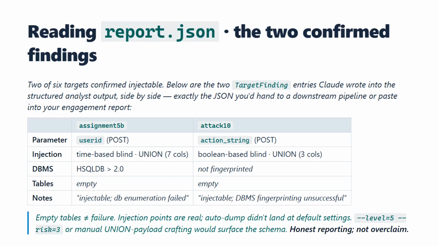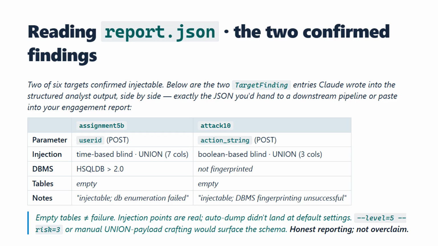Quick look at what the analyst actually wrote into report.json. 2 confirmed targets. Target 5B, user id is injectable. 2 techniques landed, time-based blind and union query at 7 columns. HSQLDB fingerprinted as version 2.0 or newer. But notice, the tables field is empty. sqlmap got the injection point, knew the database, couldn't auto-enumerate the schema in this run.